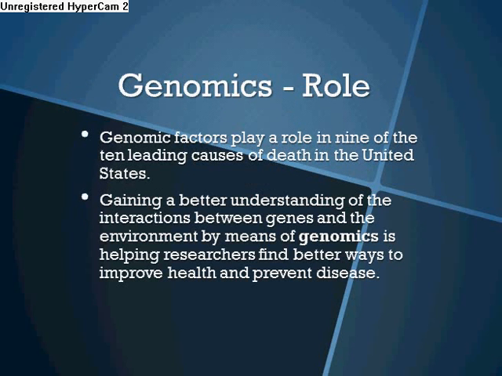Genomics role. Genomic factors play a role in 9 of the 10 leading causes of death in the United States. Gaining a better understanding of the interactions between genes and environment by means of genomics is helping researchers find better ways to improve health and prevent disease. Like, for example, heart disease, cancer, and diabetes. All human beings are 99.9% identical in their genetic makeup.